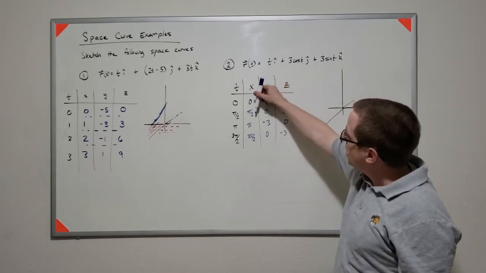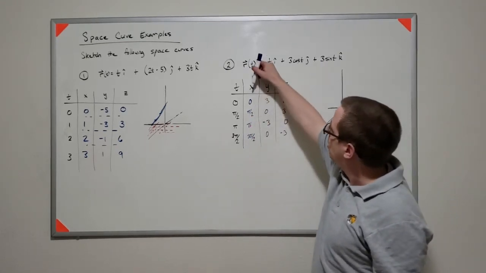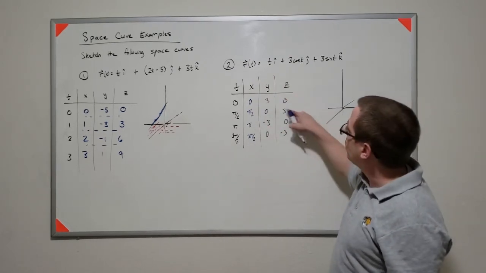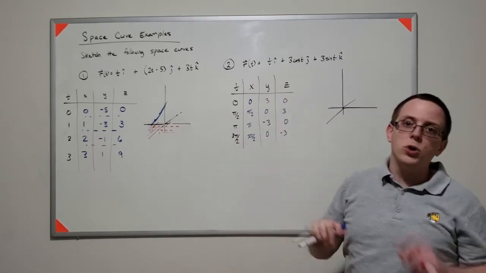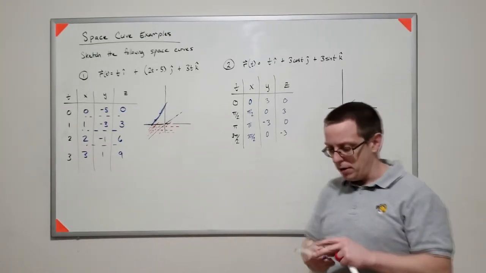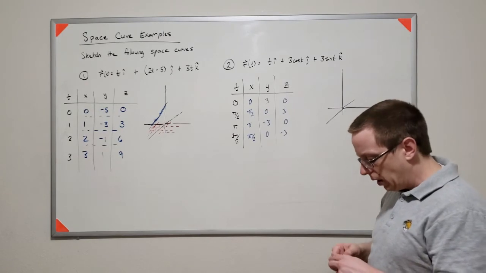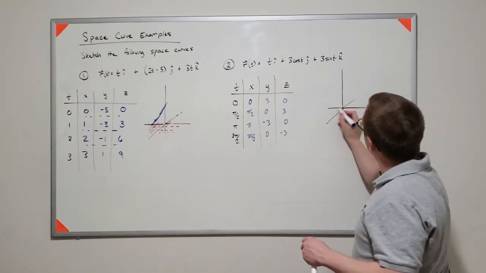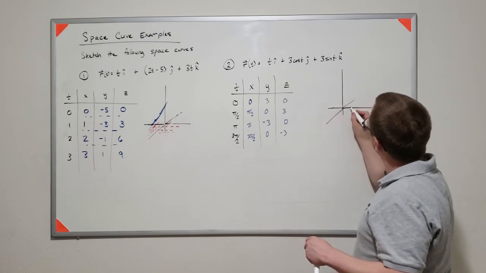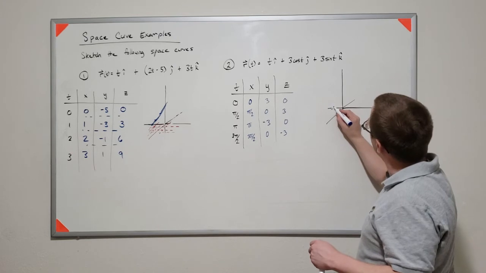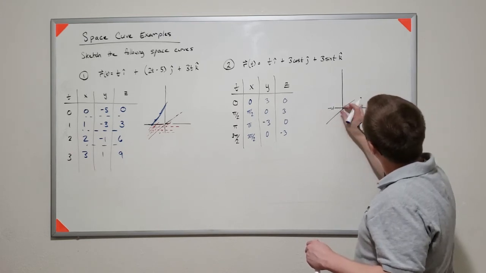So what we see is the x value is continuing to increase here, but the y and z values are alternating. They're going back and forth between 0, 3, and negative 3. Sorry, yeah, so that's going to be 3.